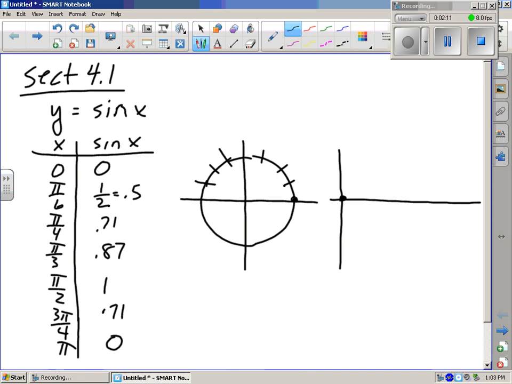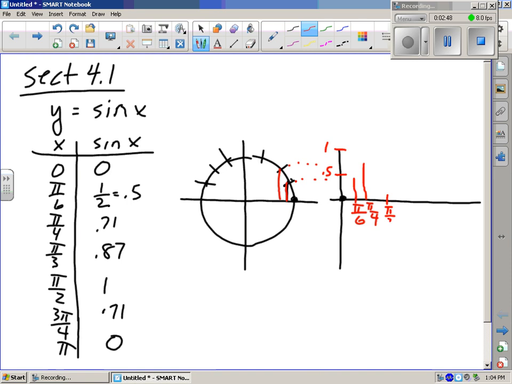For pi over 6 and 1/2, that's right here. Let me do that in red. Pi over 6 and 1/2. So I'm going to take that 1/2 and go across. Here's pi over 6, and that height is there. Pi over 4 is 0.71. So if this is 0.5 and this is 1, then 0.71, if I go straight across, is about here, that height. That's at pi over 4.